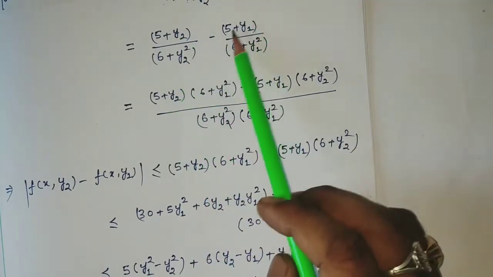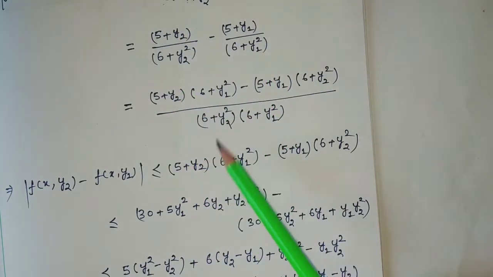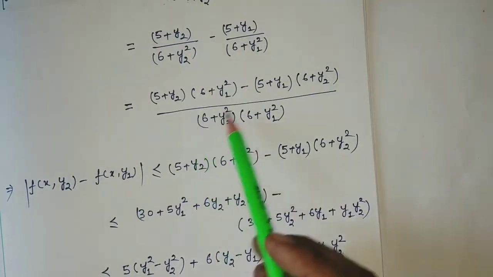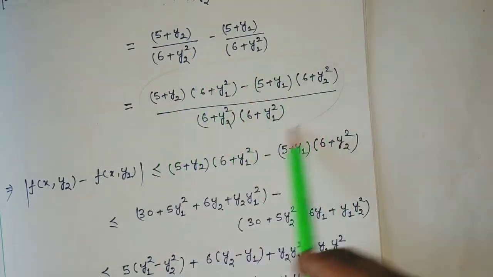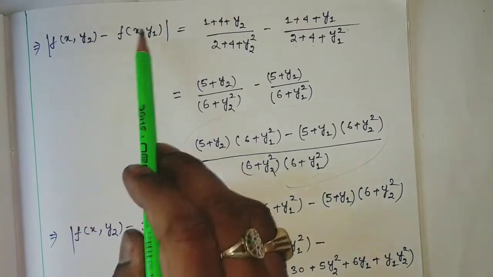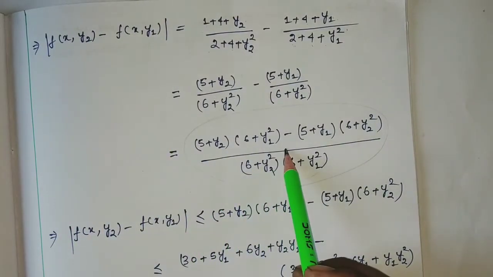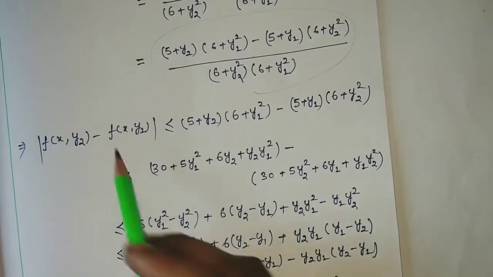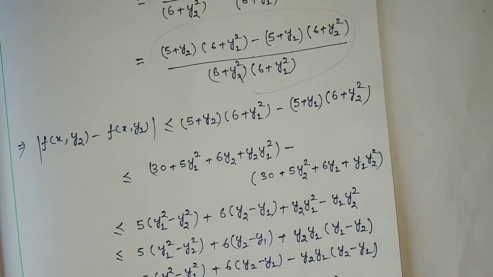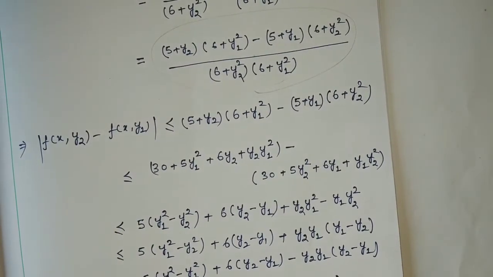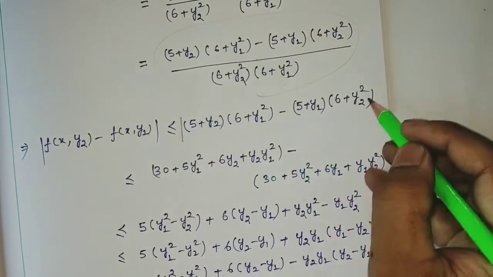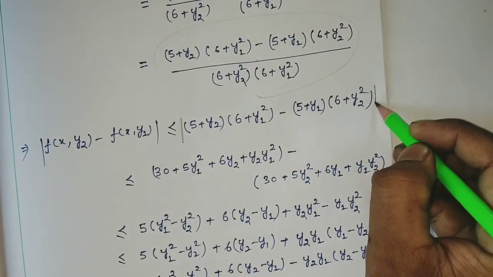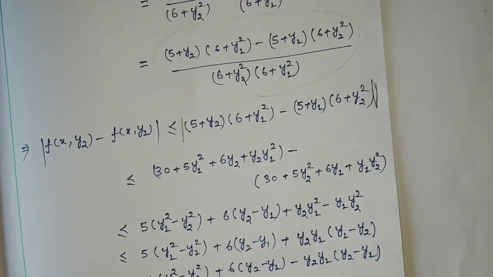This will be 5 plus y1 by 6 plus y2 square. Then if I subtract, we are going to get this much value. So mod of this is equal to this much. So mod of this will be less than or equal to this much. Okay, I forgot to write less than or equal to this much, right?